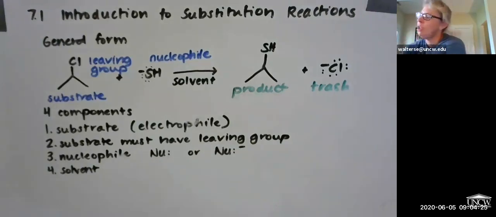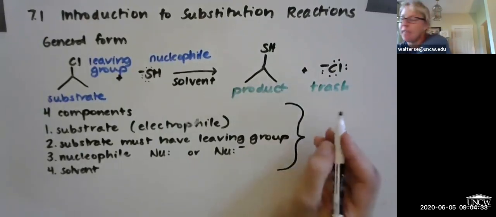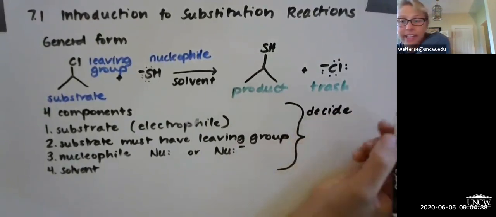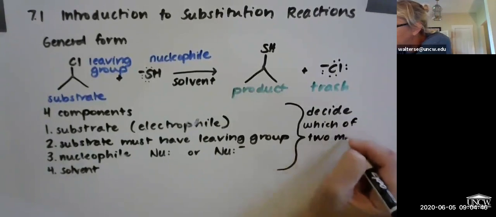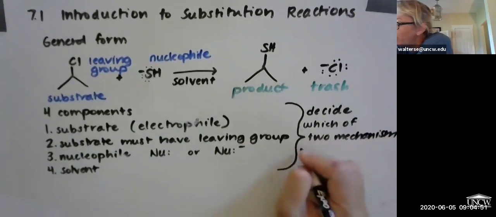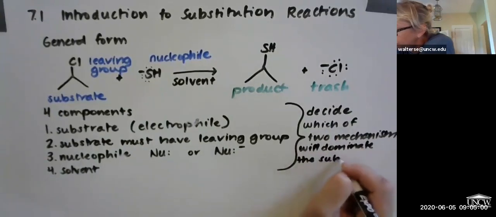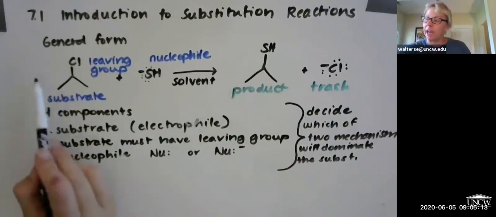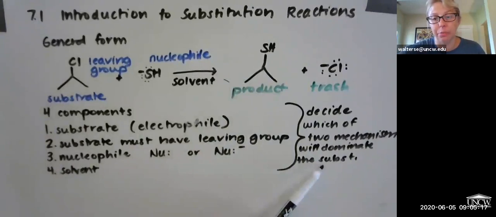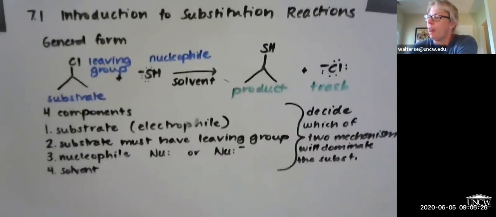So what we're going to be doing over the course of chapter 7 is we're going to be looking at these four factors. And then we're going to have to decide based on what we have in our reaction scheme which of two different mechanisms will dominate the substitution. Okay, so we're going to go through each one of these on its own and then kind of put things together. And then at the end of the chapter, you'll be able to see a reaction scheme. You'll be able to predict a product and you'll be able to predict a mechanism that supports the formation of the product. Questions so far?